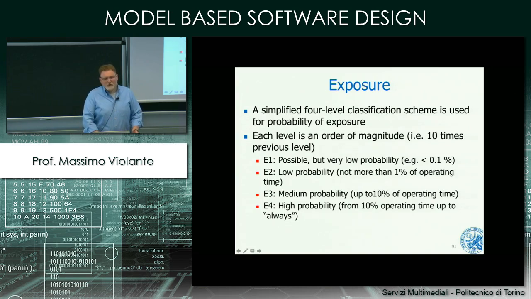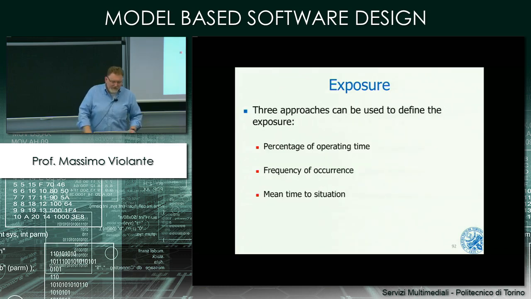E2 is 10 times more, so 1%. E3 is 10 times more than E2, so 10%. E4 is more than 10%. Okay? Whatever the metric that we use to define the probability, these are the thresholds. Okay? Then let's see how we can define this metric. Well, the metric can be defined basically using the percentage of operating time, the frequency of occurrence, or the mean time to situation. We will look only at the first two.